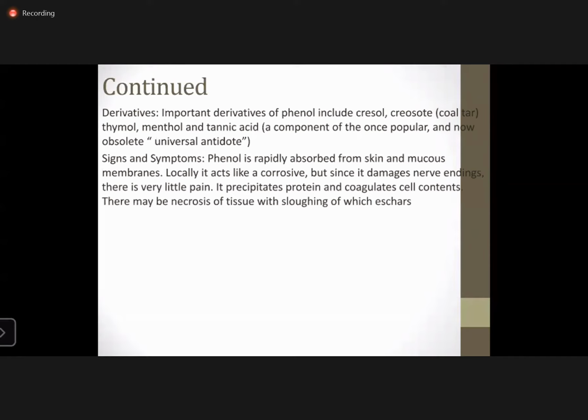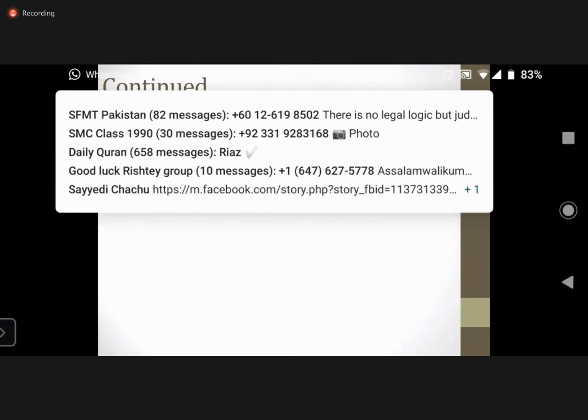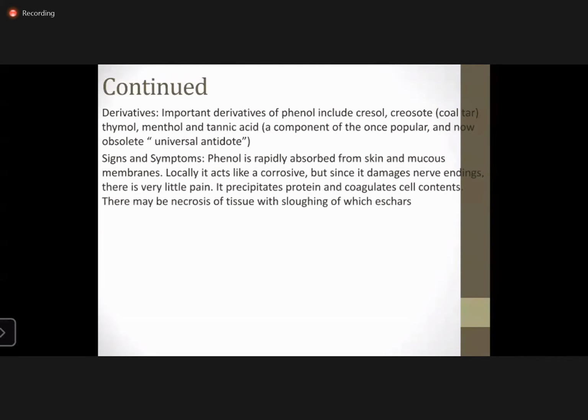Phenol is rapidly absorbed from the skin and the mucous membrane. Although it acts like a corrosive, it is soluble and is very damaging to the nerve endings. Initially it causes numbness, a tingling sensation, pins and needles. Later on, because of the damage to the nerve endings, there is an anesthetic effect, so the pain disappears. It also precipitates proteins and causes necrosis of the tissue with sloughing and eschar formation.